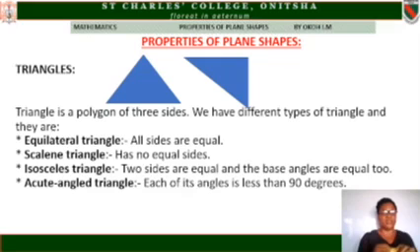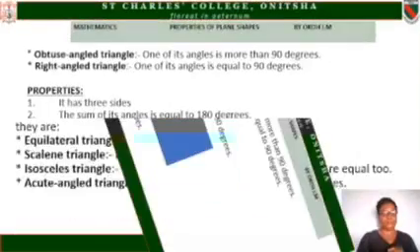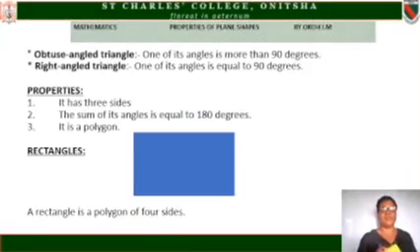Classifying triangles based on their angles, the first one is called the acute angled triangle. In an acute angled triangle, each of its angles is less than 90 degrees. The next one is the obtuse angled triangle. In an obtuse angled triangle, one of its angles is more than 90 degrees. If you look at this triangle I'm having here, you see that this angle is above 90 degrees. It's a good example of an obtuse angled triangle.